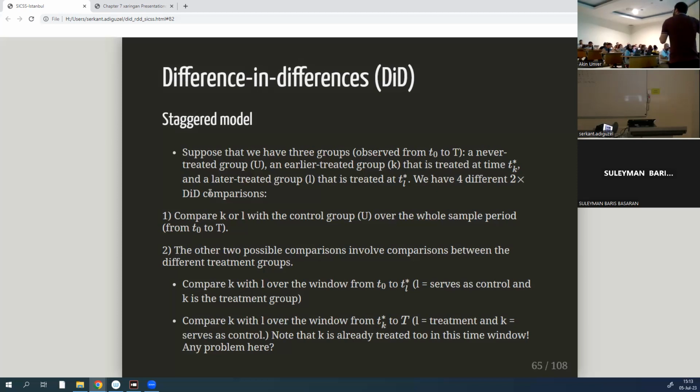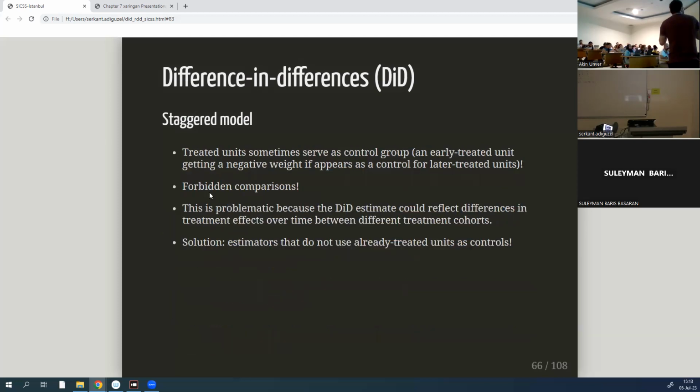So then what are you going to do? Well, the fix is easy, right? Just don't use those forbidden groups as control groups. All the estimators you see in the DID literature actually rely on this fact. They don't use these already treated groups as control groups.